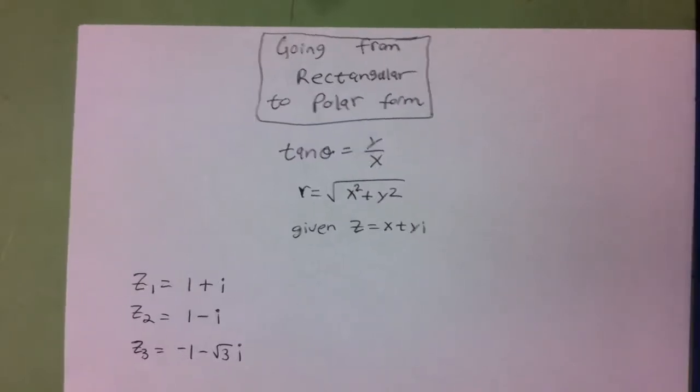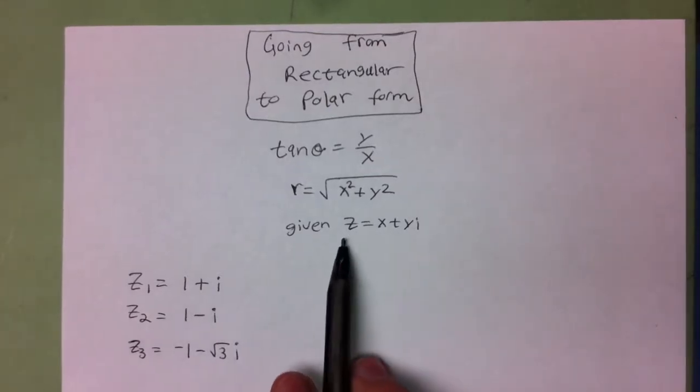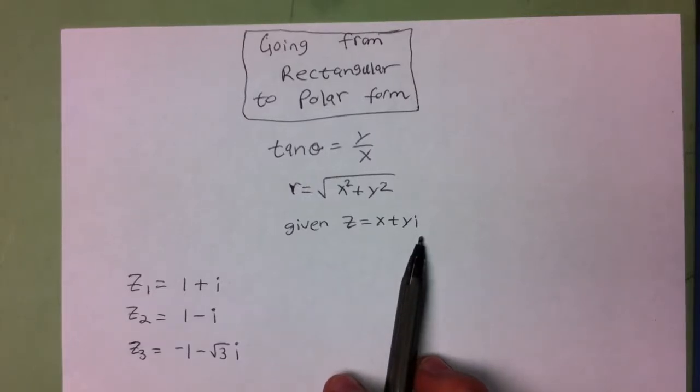Now that we've learned a little bit about rectangular form and polar form, I'm going to teach you how to go from rectangular form to polar form. So basically, if we're given a number in the form z equals x plus yi, how do we put that in the form of r cis theta?